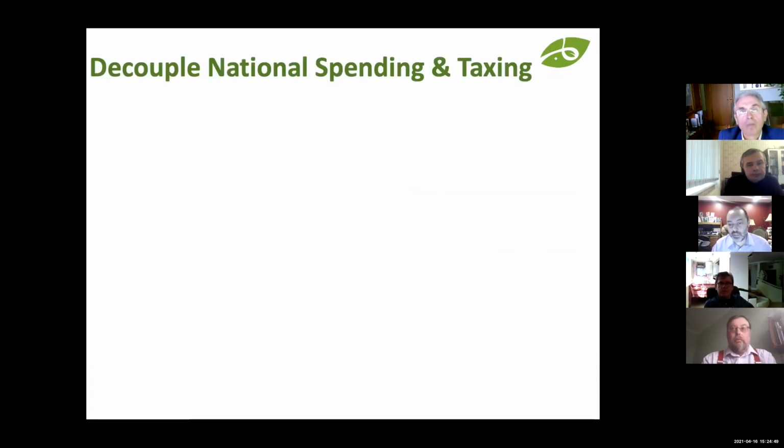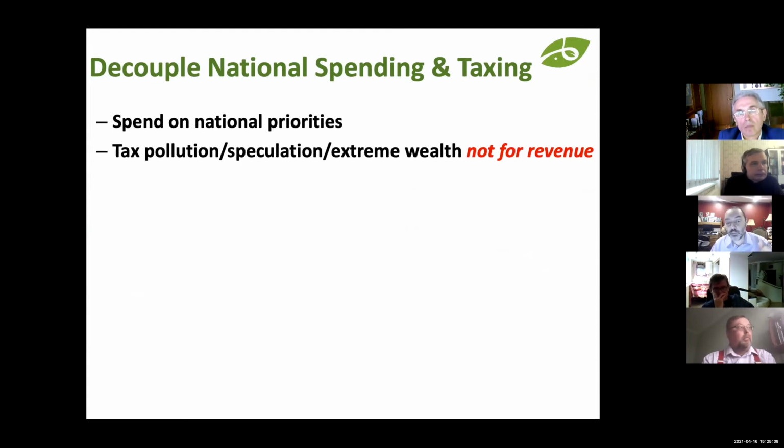So what MMT says from a national government perspective is decouple or separate the spending from taxing. Both are important functions. So spend on national priorities, on your food security, energy security, technology, infrastructure, health, whatever it is society decides are important priorities. But then tax pollution, tax speculation, tax extreme wealth, not because the government needs those revenues, but because you want to decarbonize, because you want to reduce speculation, because you want to reduce inequality. Those are very important functions. But the national monetary sovereignty doesn't need tax revenues in order to determine what to spend on.